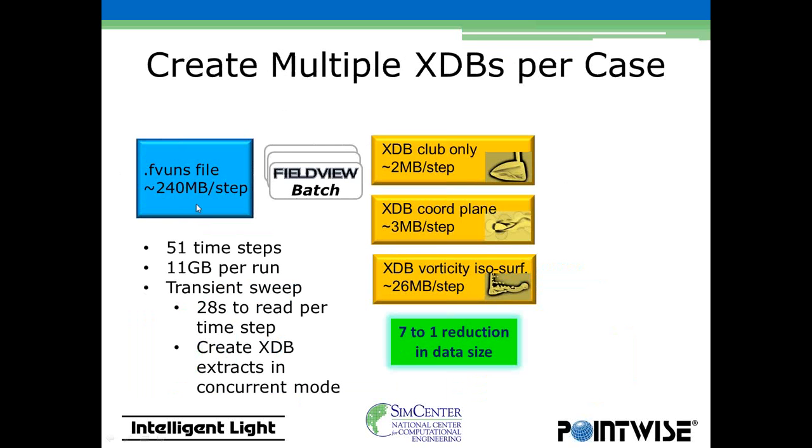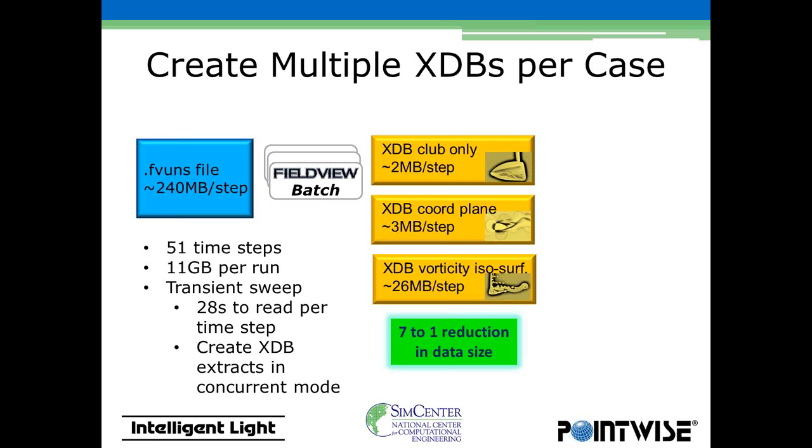Well, we had those large transient data sets, so about 240 megabytes per step, 2 different simulations. There was about 11 gigabytes per run. We processed those large files through a FieldView batch station to generate a set of 3 XDB files, and you'll understand later why we wanted to put them into separate files. So we had one for just the geometry, one for some cutting planes, and one with an isosurface of vorticity.